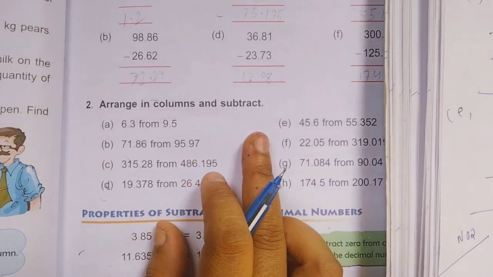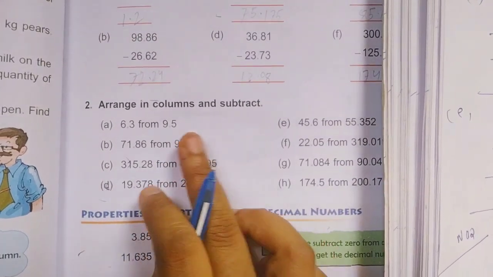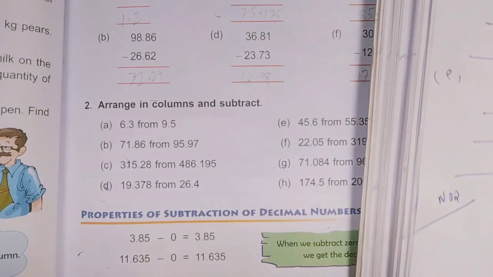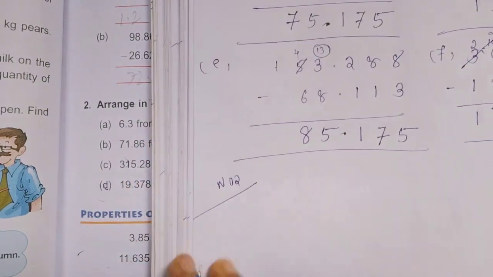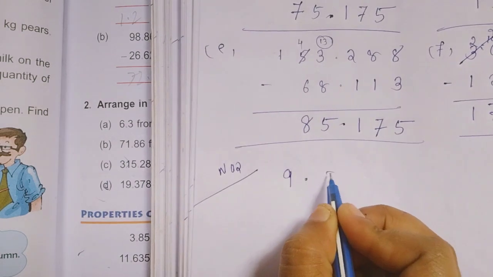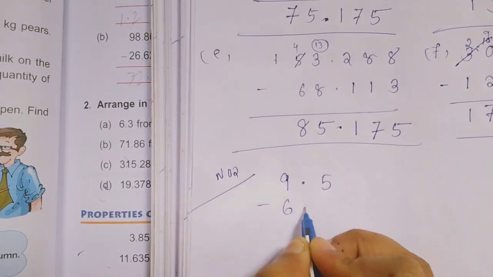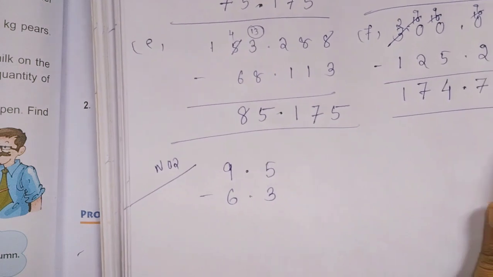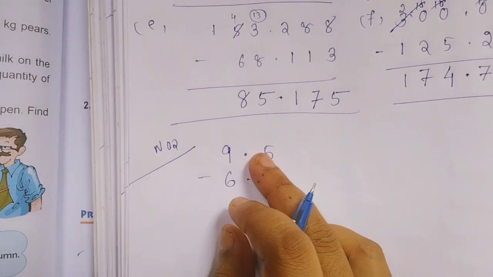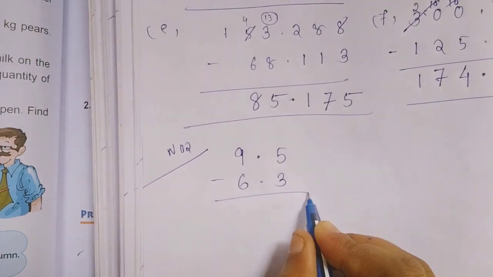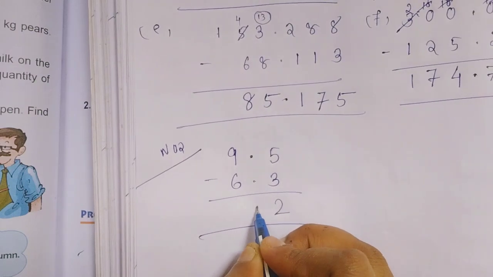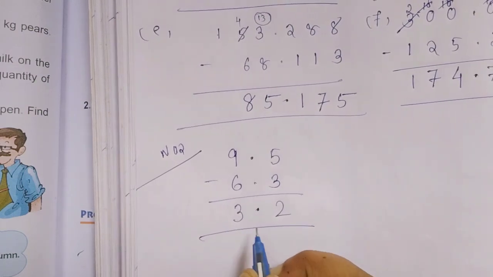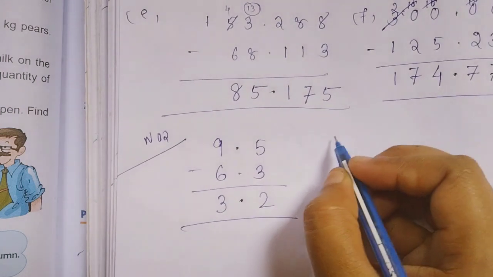Arrange in column and subtract. First, arrange the digits in the place value column. 6.3 from 9.5. So first we arrange 9.5 minus 6.3. Then subtract, minuend and subtrahend. 5 minus 3 equals 2. Then we put the decimal. 9 minus 6 equals 3. 3.2.